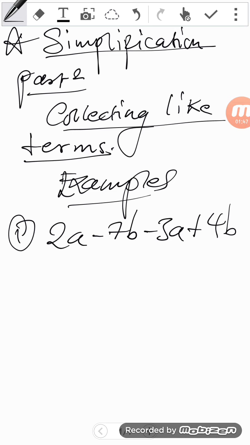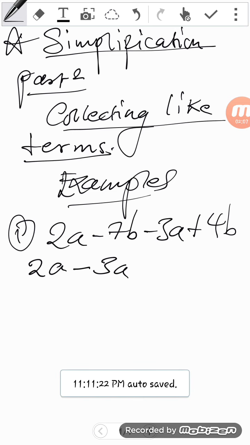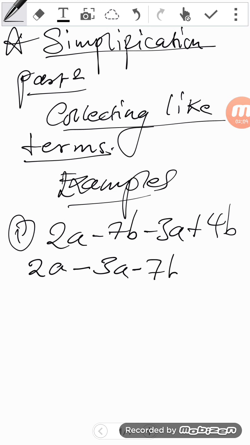So now, when collecting like terms, we'll begin by getting those with the letter A. So we start with 2a. Now 2a is positive, so we say positive 2a. Moving on to another term having A, this one here, and this one here is having a negative sign, so we say negative 3a. Once we're done with the A's, we can then move on to the B's. We have negative 7b. Then the other one with the B is positive 4b.